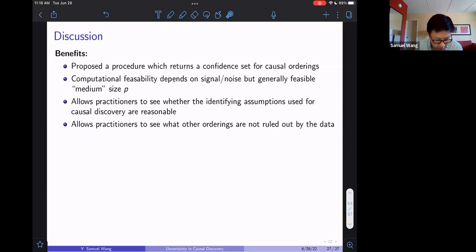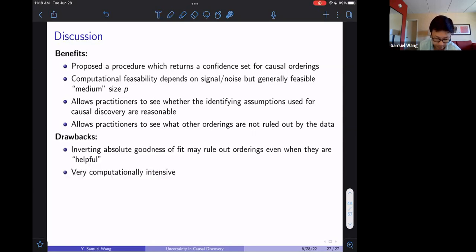But very importantly, it allows practitioners to see whether the identifying assumptions used for causal discovery are reasonable for their data or not. And it also allows practitioners to see what other orderings are not ruled out by the data.